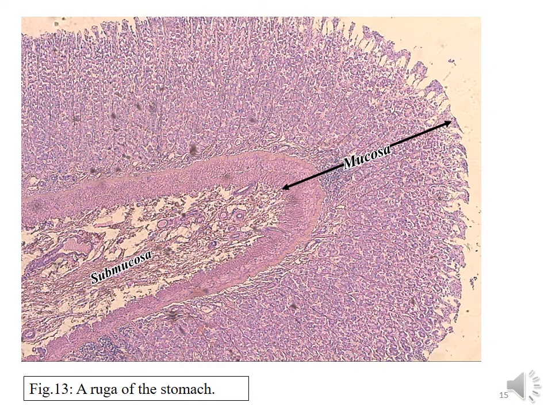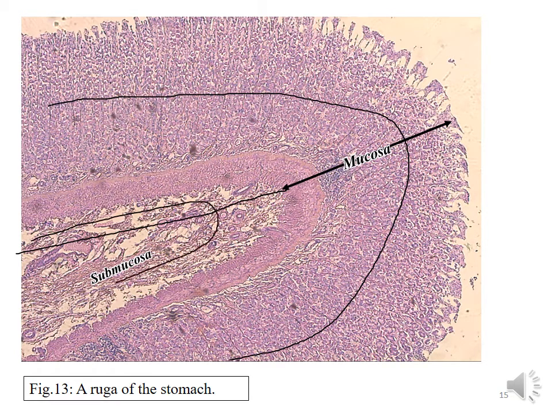Now we must remember that in an empty stomach, the wall is thrown into folds called rugae, and this image is of a ruga, and the rugae are folds of submucosa and mucosa. So, as you can see, we have folding here of the mucosa with the submucosa. Now, you can clearly see here we have the epithelium and the lamina propria, and this is the muscularis mucosae.